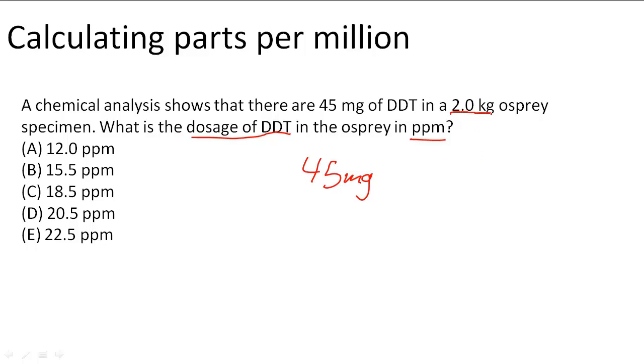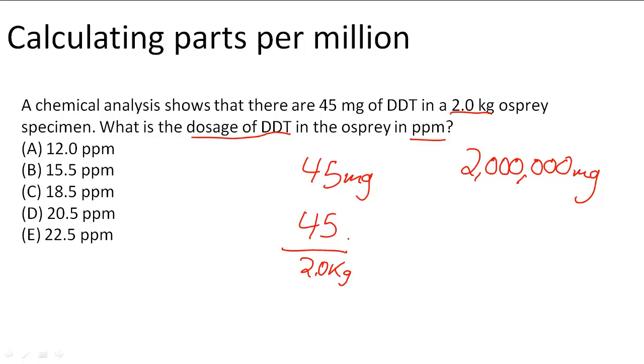When we look at 2 kilograms, if you convert it to milligrams, that's going to be 2 million milligrams. So this is actually telling us that this is millions, which we want, parts per million. So it's actually 45 milligrams over 2 million, which is going to give me parts per million. So if I do 45 over 2 kilograms, which in milligrams is 2 million milligrams, then I'm going to get the parts per million.